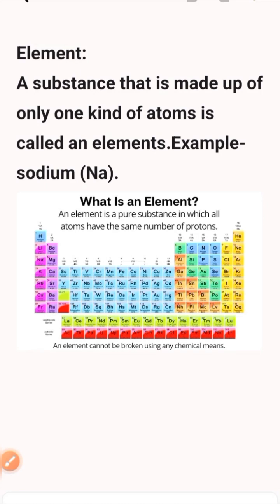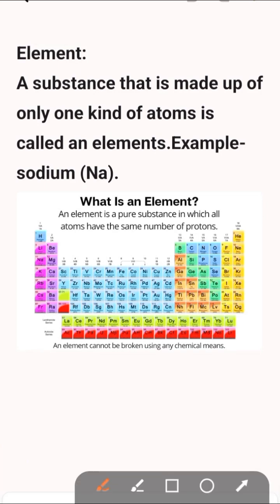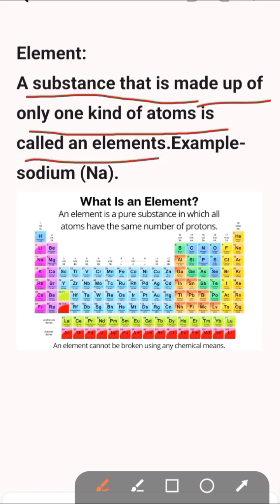My dear viewers, what is element? A substance that is made up of only one kind of atom is called an element. Example, sodium. That is, an element is a pure substance in which all atoms have the same number of protons. Show the picture in the periodic table. All are the elements. Okay.